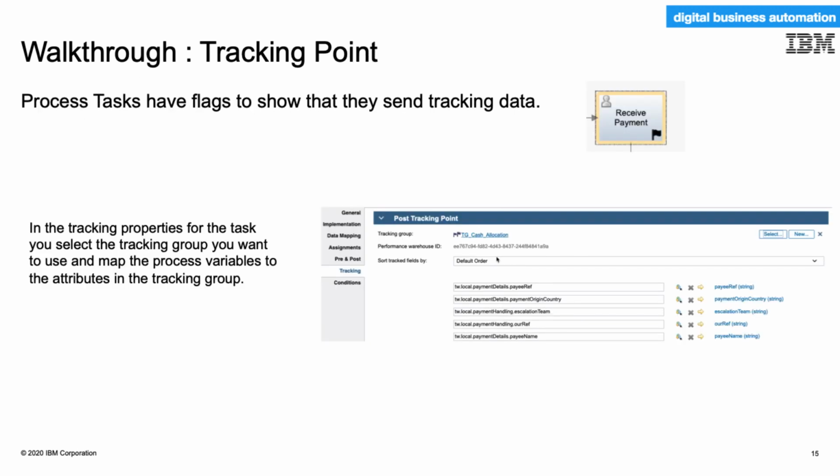Next, I define tracking points either at the start or the end of every activity where I want there to be some data coming out of BAW and flowing into Elasticsearch. So here we've got a receive payment task, and we've got a little flag at the bottom right hand corner that tells me this is a post tracking point. And all I'm doing is mapping the local process data into the attributes of the tracking group called TG Cache. And when I've done that, the data will be emitted by BAW and should appear in Kibana.